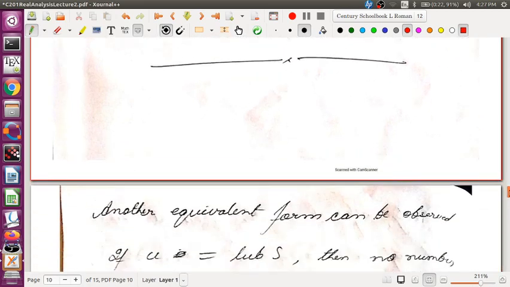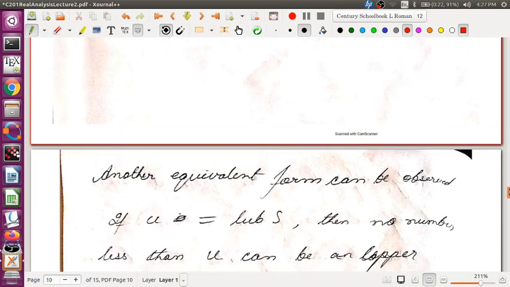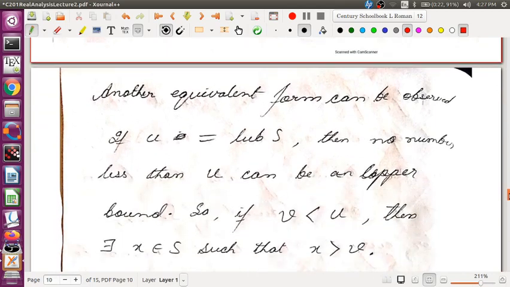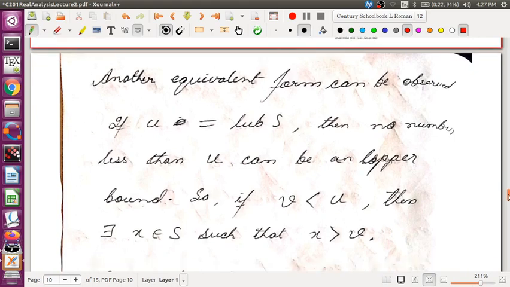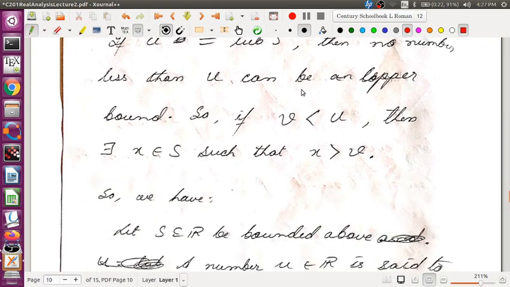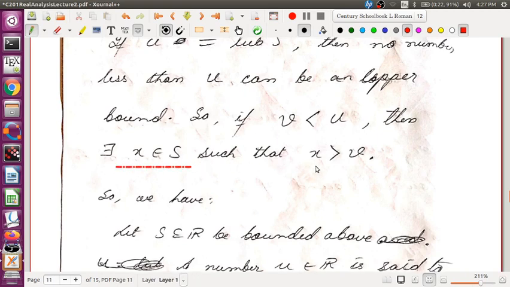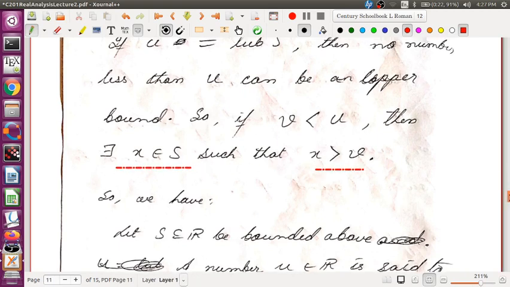So another equivalent form can be observed. If u equals least upper bound of S, then no number less than u can be an upper bound. So if v is a number which is less than u, then v cannot be an upper bound. That means there is one element x inside S which is strictly greater than v. V cannot be an upper bound.